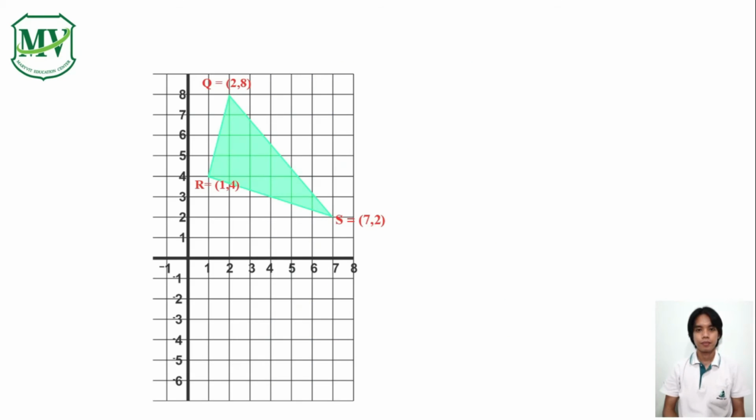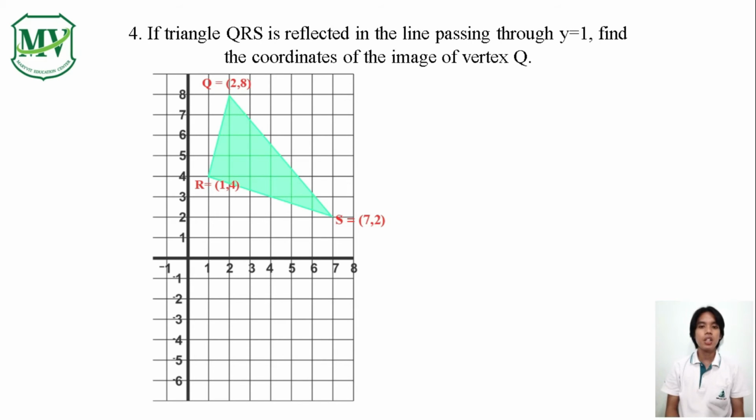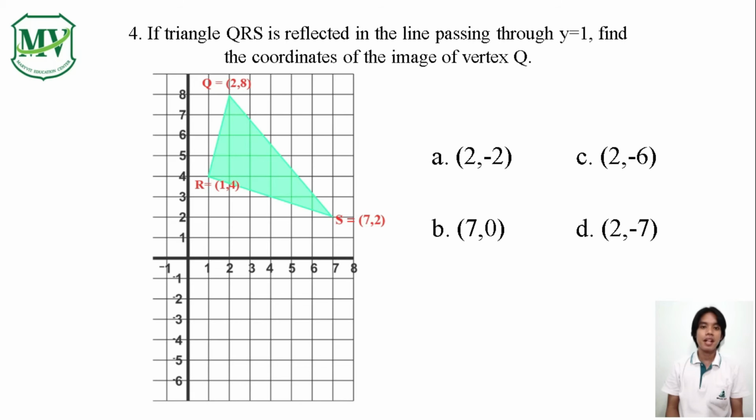If triangle QRS is reflected in the line passing through y = 1, find the coordinates of the image of vertex Q. Choices are A, (2, -2); B, (7, 0); C, (2, -6); or D, (2, -7). First thing to do is to draw the line of reflection. The line of reflection is y = 1, right there.